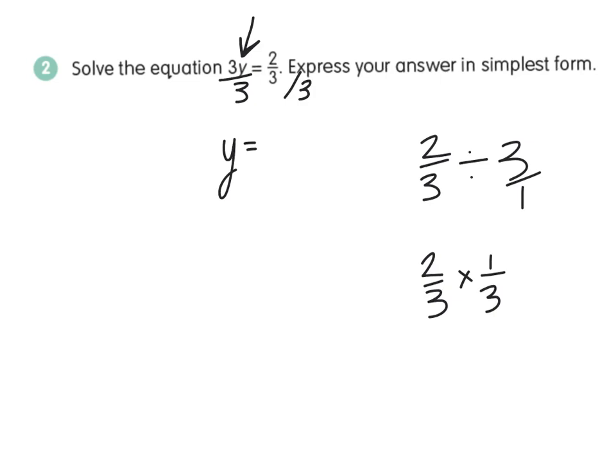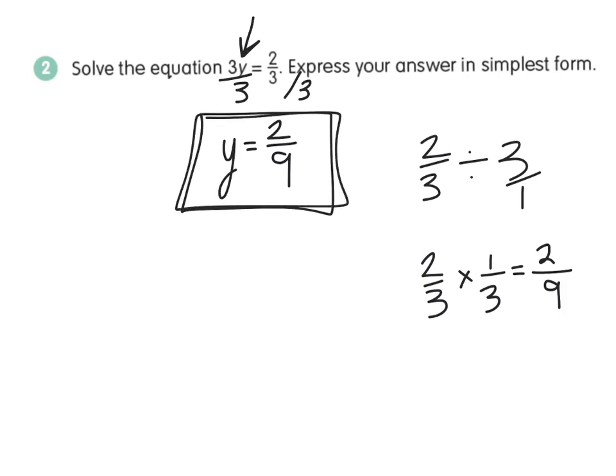So we did keep, change, flip in order to divide with fractions. Now when I multiply these fractions together, to multiply fractions, you do top times top and bottom times bottom. 2 times 1 equals 2, and 3 times 3 equals 9. So my answer is 2 over 9, 2/9 is my final answer for this problem.